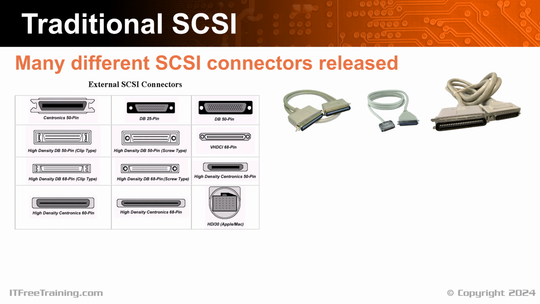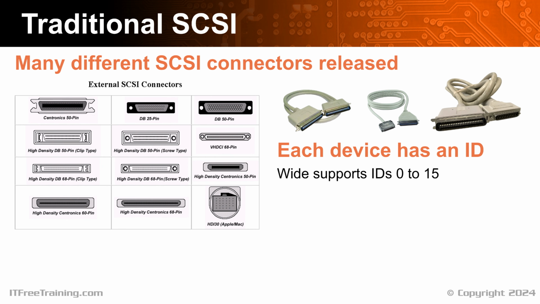SCSI supports what is called wide and narrow. Wide has more wires than narrow. As a result, the wide version supports more devices. Each device in SCSI needs to have its own device ID. This is configured automatically or manually. On very old devices, this was achieved by using jumpers. Wide supports IDs from 0 to 15, so 16 devices in total. Narrow supports IDs 0 to 7.